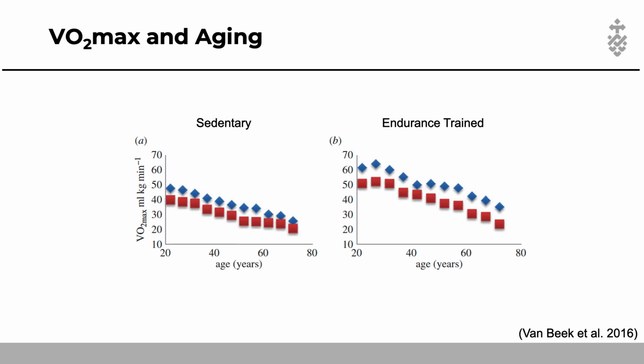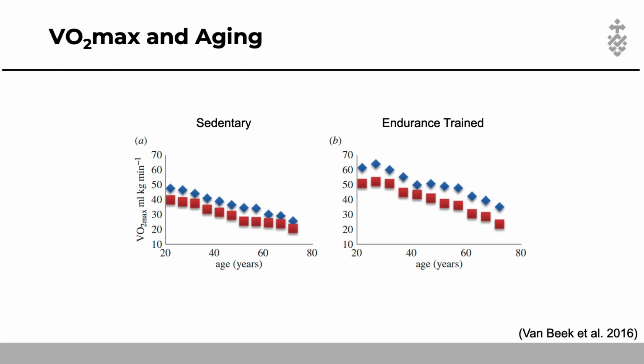Also due to decreases in stroke volume and cardiac output and our decrease in physical activity as we get older. So we can see in these figures there is a decline in VO2 max that occurs with age in male and female sedentary individuals. Men consume more oxygen than women, so you can probably already guess that the men are the blue diamonds and the women are the red squares in these two figures. So for the sedentary, there's a decline with age there.